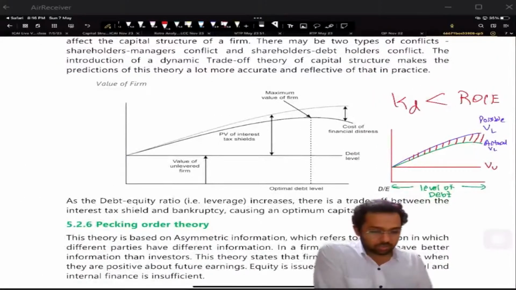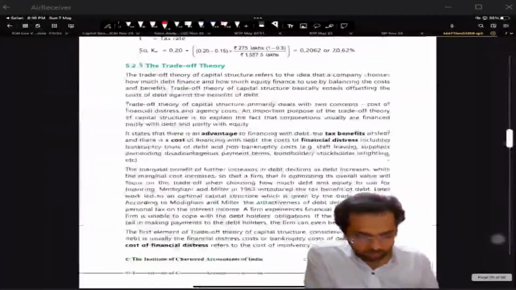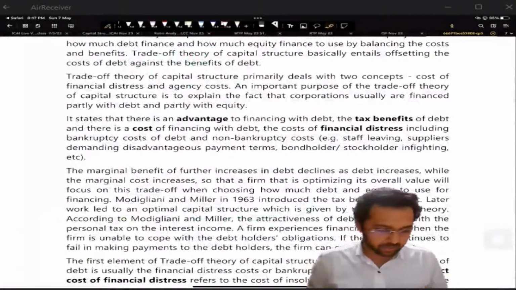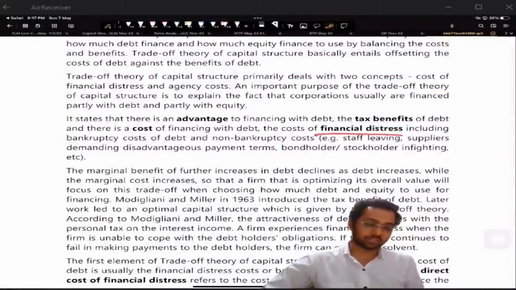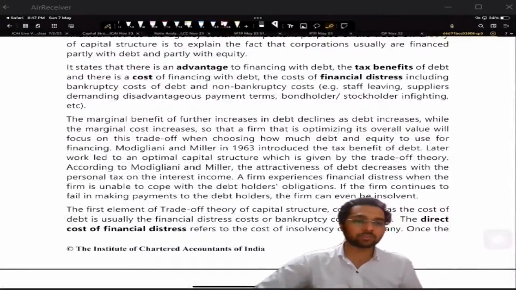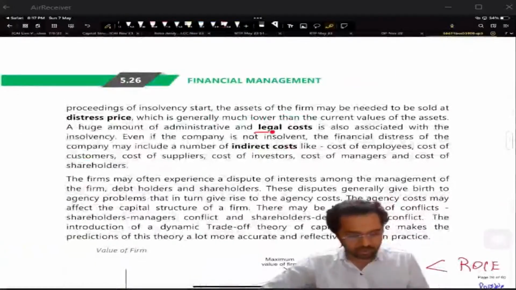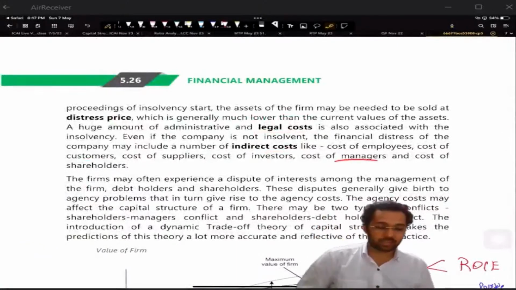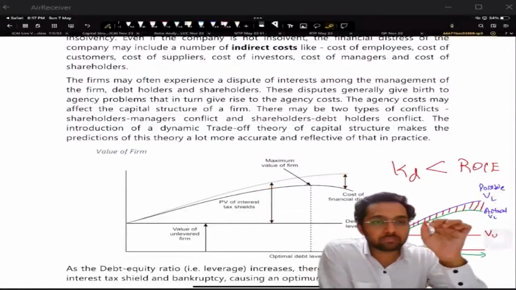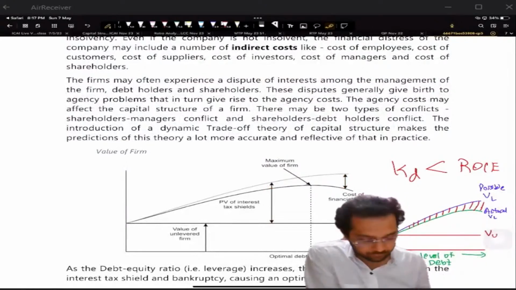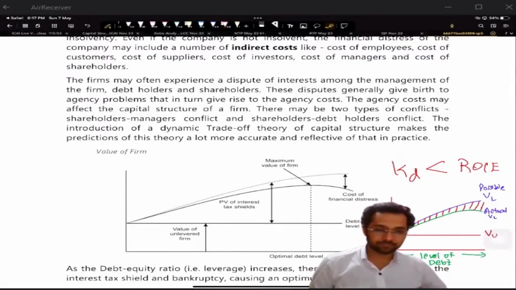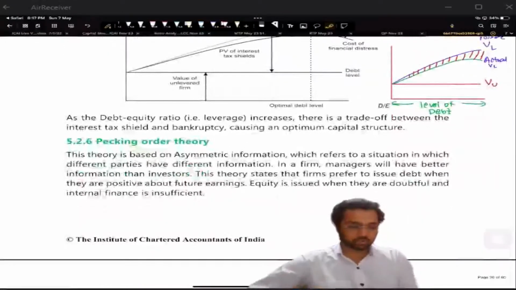So that's your trade-off theory. It's a trade-off between the advantages and the costs. What is the advantage of taking debt? You get the tax benefit. What is the cost? Cost of financial distress. Tomorrow, if I'm not able to pay, there will be too much implication and I may be forced to liquidate my business. So there are certain legal costs, indirect costs, cost of employee sacking and all those things. Those are the costs which are going to outweigh the tax benefits that you are getting as of now. So that's a trade-off between the advantages and disadvantages of taking debt. That's your trade-off theory.